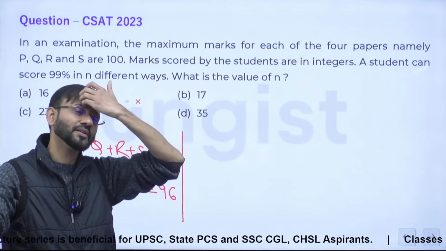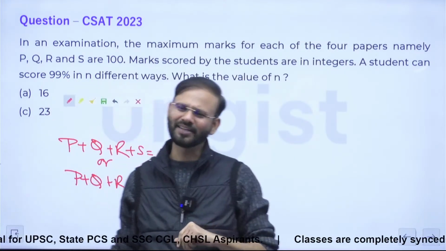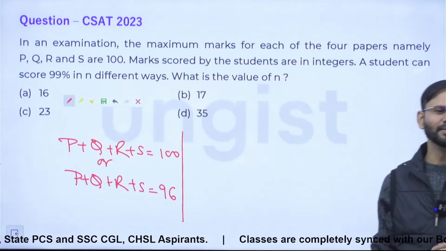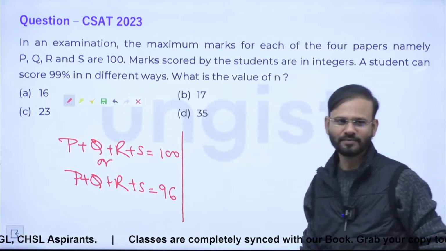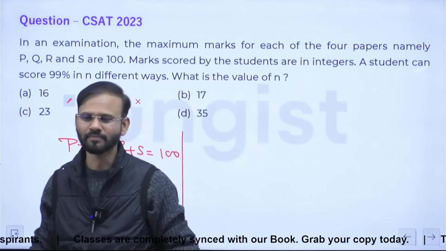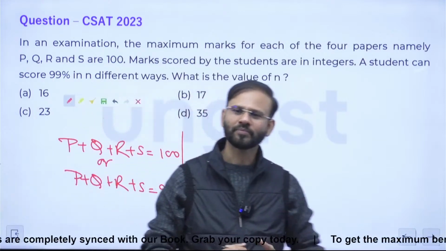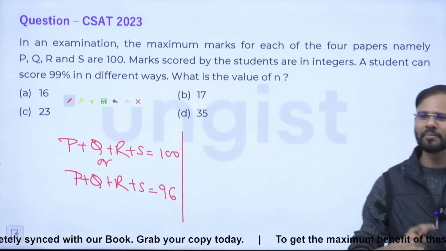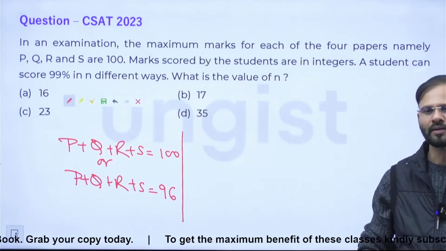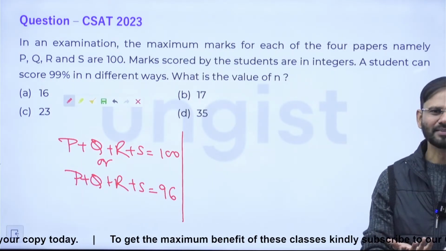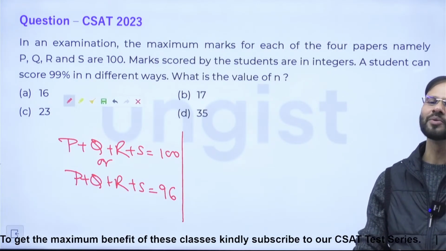Sir, maximum marks are 99%. Maximum marks are not 99%. Maximum marks are 100. He has to score 99%. Please, first explain to me what the question is. Who will explain the question to me, guys? Just explain the question. Tanu, you tell us.